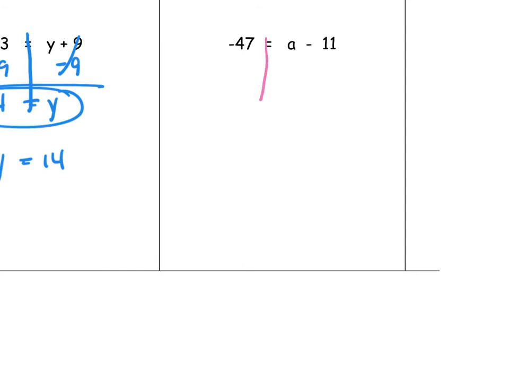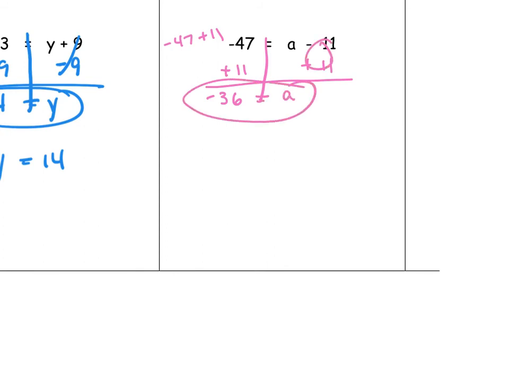I'm going to leave it as is once again, and I'm going to start on the side with the variables. That's what tells me what to do. And I see minus 11, so I'm going to add 11 to both sides. And negative 47 plus 11 would give a negative 36 on this side. And on the other side, I have a. So the solution is negative 36 equals a.